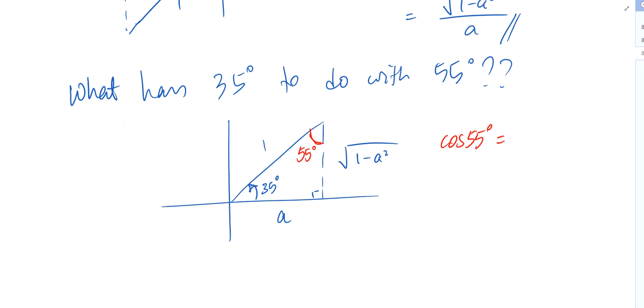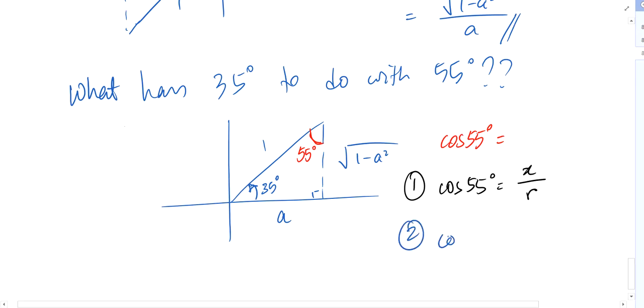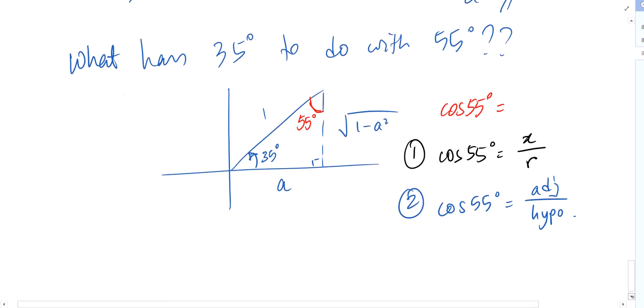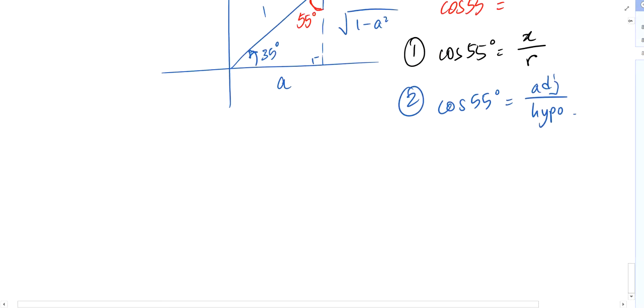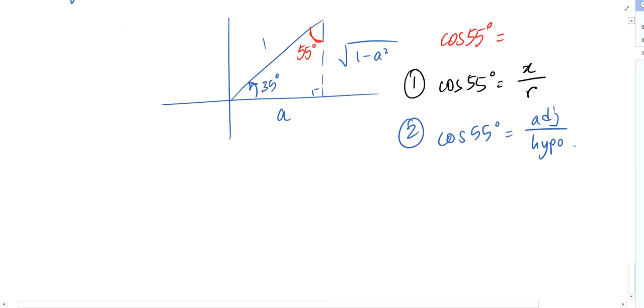If so, you see there are two options over here that I'm giving you. First, cosine 55 degrees equals x over r. Second option, cosine 55 degrees equals adjacent over hypotenuse. What will you choose? And why? Okay, what does this x refer to? This x refers to something along the x-axis, which is a, right?